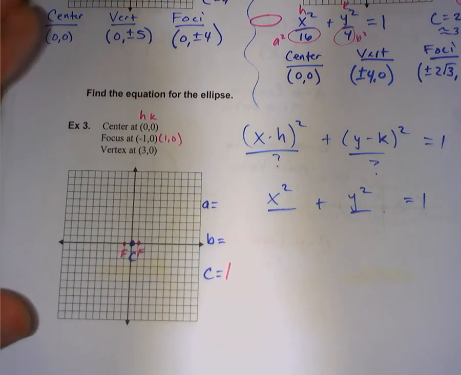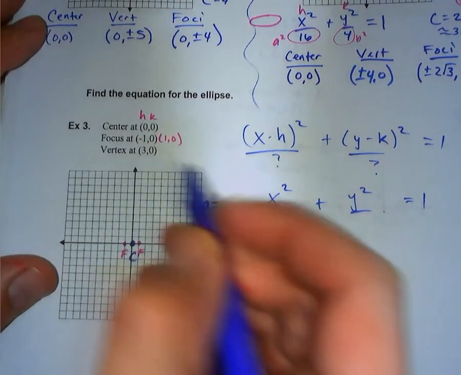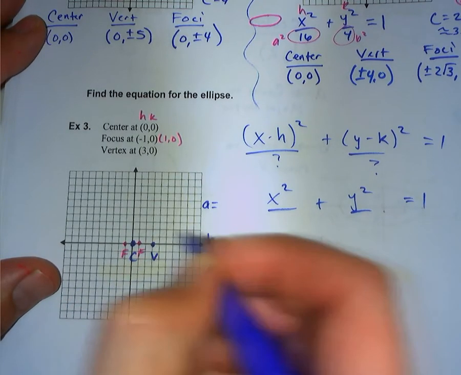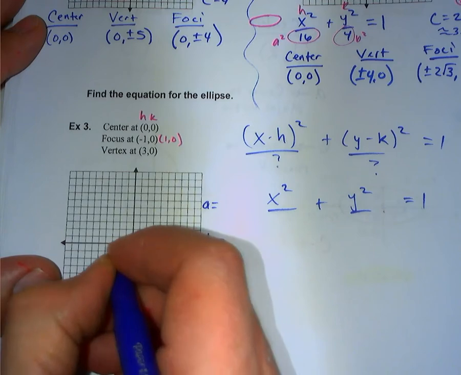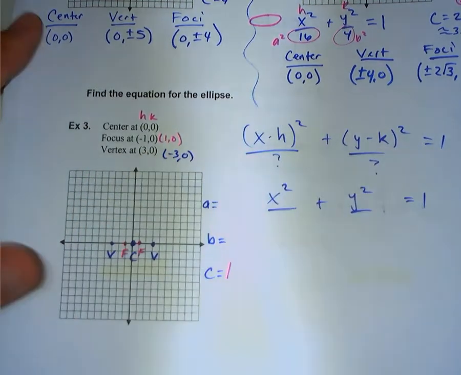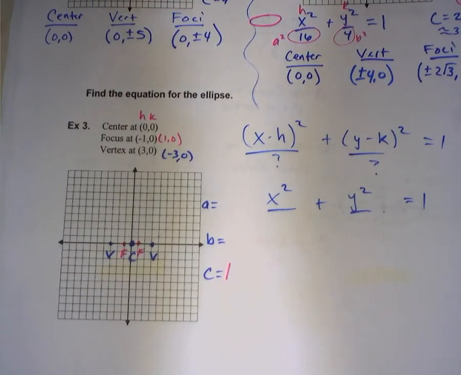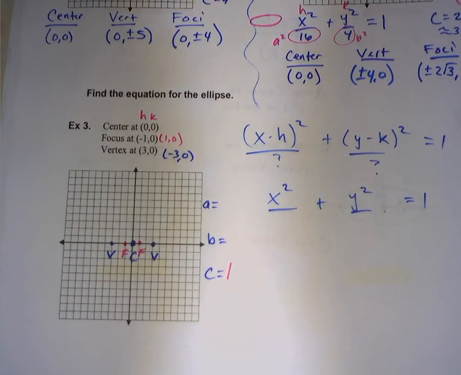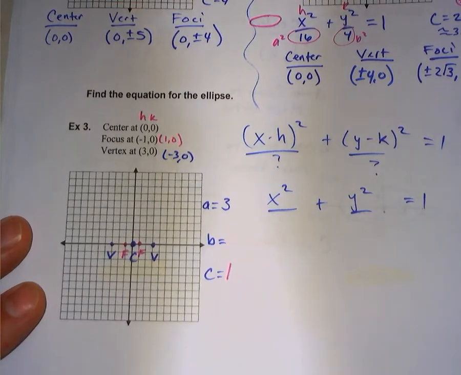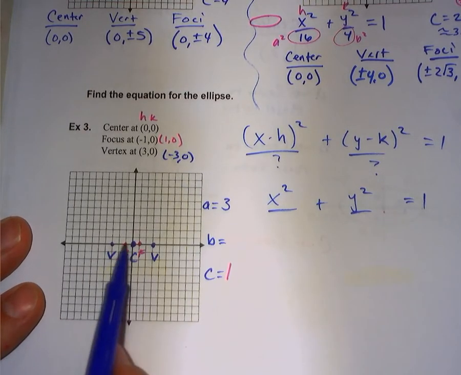Now we graph the vertex. The vertex is (3, 0), so I'm going to count over 1, 2, 3, and over 1, 2, 3 to the left, and (-3, 0). So now I have my two vertices graphed, and now I should know a or b. I know a. Why do I know a? Because the foci are on the longer side. Your foci and your vertices are on the same axis.